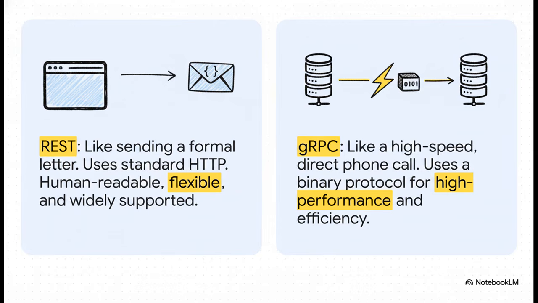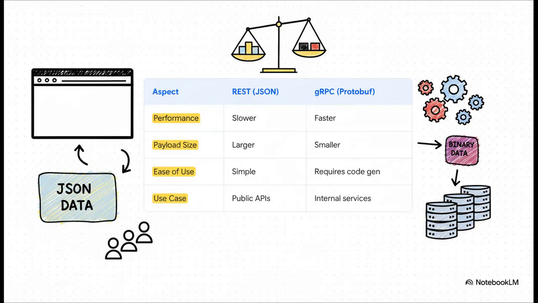On the left is REST. Think of this like sending a formal letter. It uses the standard postal service of the internet, HTTP. Everyone knows how to read it, and it's very reliable. On the right, we've got gRPC. This isn't a letter, this is a high-speed direct phone call. It uses a super efficient compressed language, and it's all about raw performance. And this table perfectly captures that classic trade-off, simplicity versus speed.